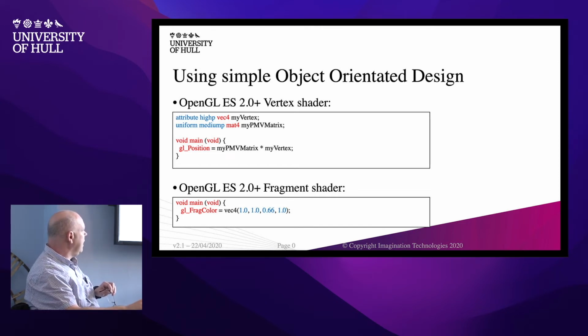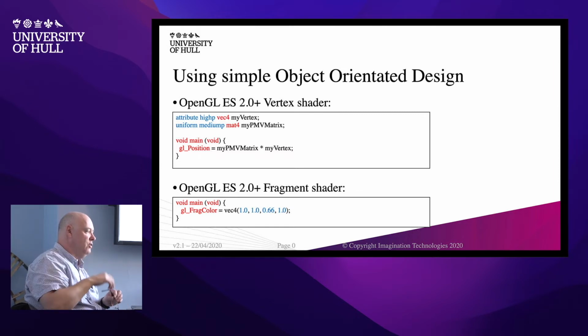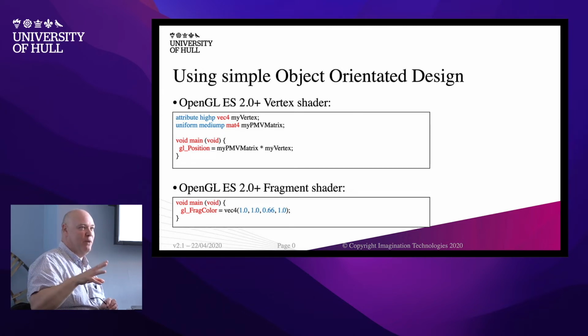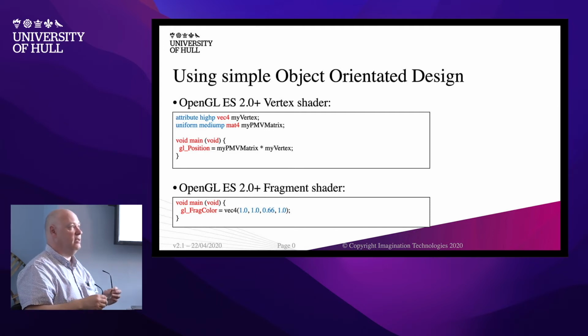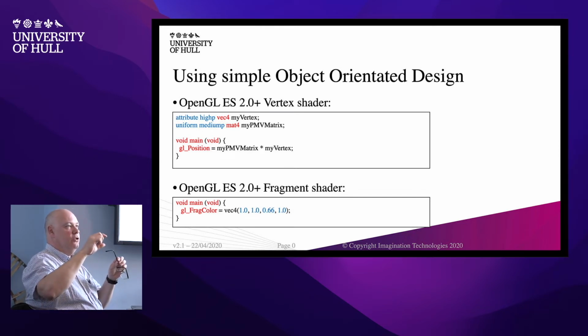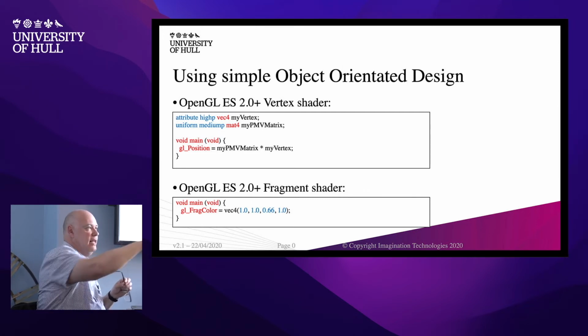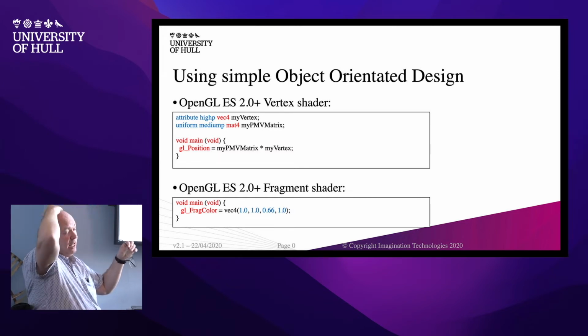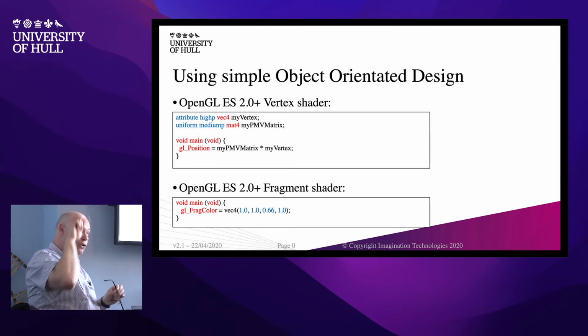This is the model view projection matrix. We'll talk about this later on when we look at transformations, but essentially this is a 4x4 matrix that describes how each vertex should be manipulated in the world. Should it be rotated? Should it be translated? Should it be scaled? What type of camera do we have? What's the field of view? That's all encoded in a single 4x4 matrix.